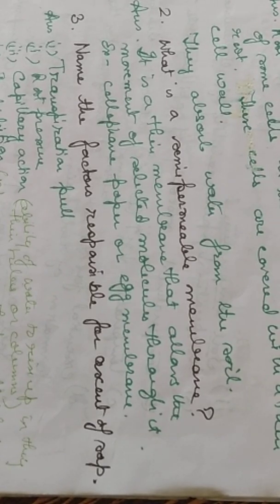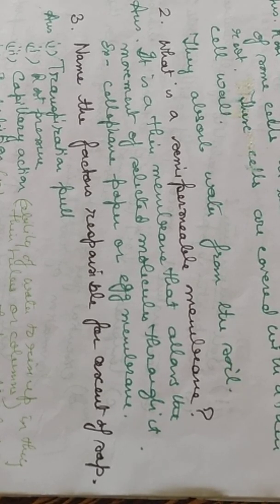Now, what is a semi-permeable membrane? It is a thin membrane that allows the movement of selected molecules through it. It is a thin membrane which allows only selected materials, selected molecules, to pass through it. For example, cellophane paper or egg membrane.